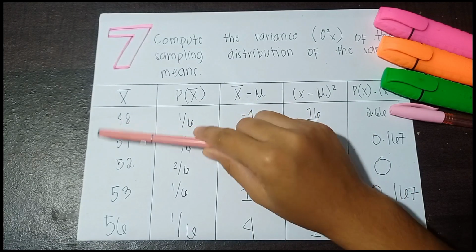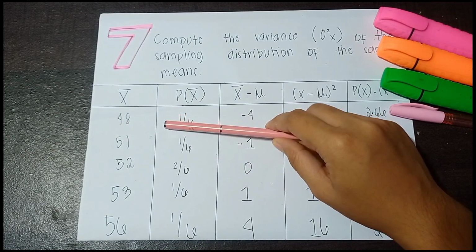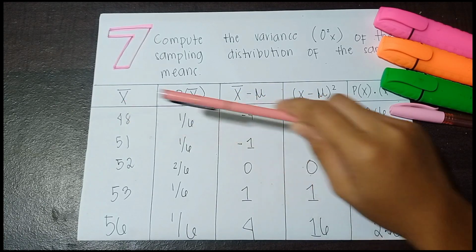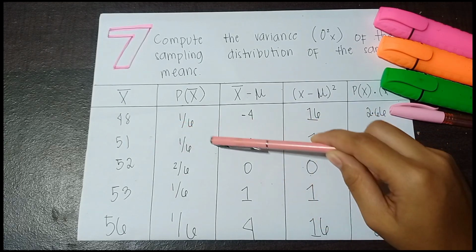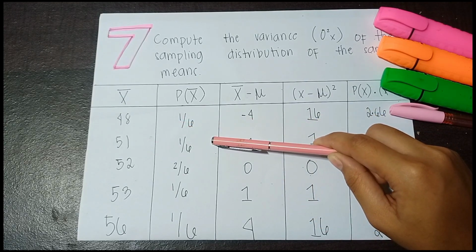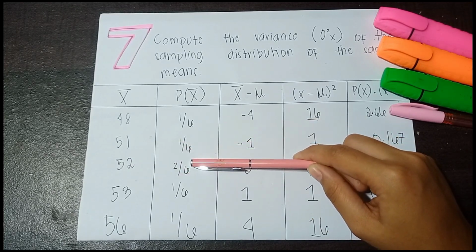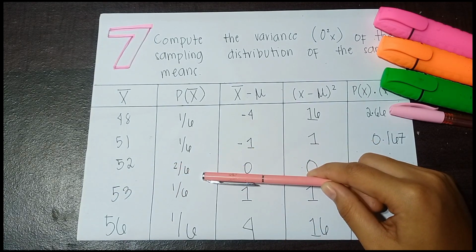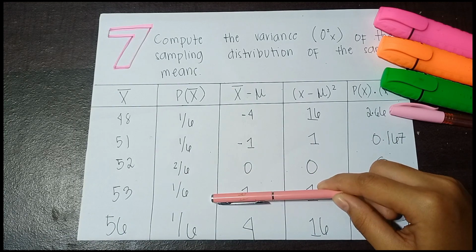In the first and second column, we will just copy what we have earlier in our previous steps. So in the first column, the sample means are 48, and its corresponding probability is 1/6. 51 and its corresponding probability is 1/6. 52 and its corresponding probability is 2/6 or 1/3. 53 and its corresponding probability is 1/6. And 56 and its corresponding probability is 1/6.